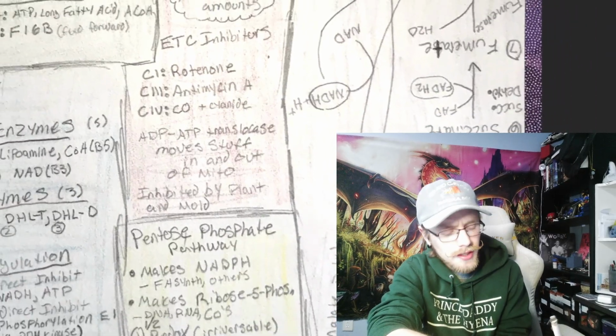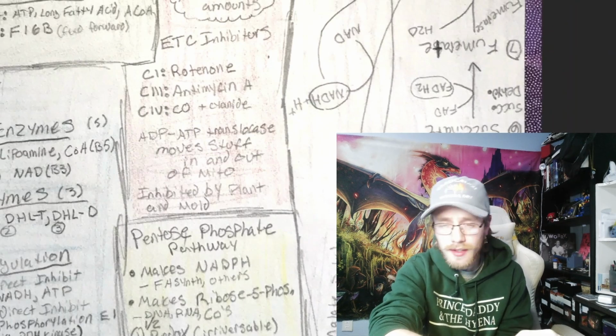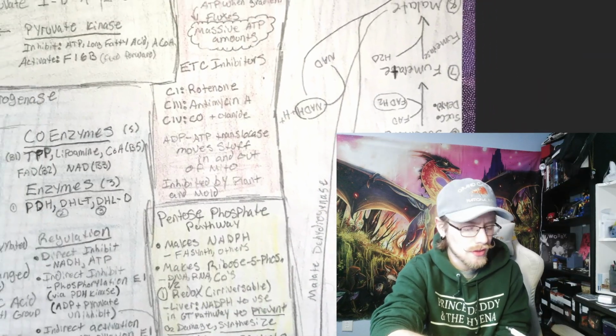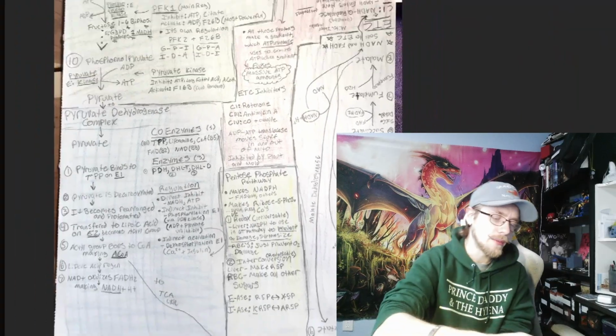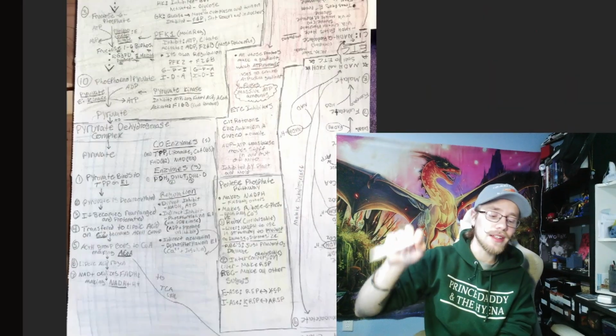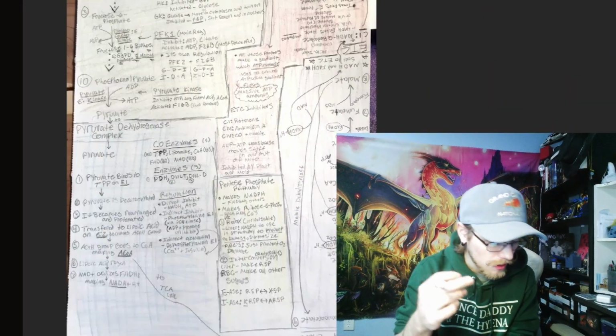There's also ADP to ATP translocase, which moves stuff in and out of the mitochondria, and that can be inhibited by plants and like mold and stuff. So that's why we don't want to breathe that stuff in. But yeah, we really just followed a glucose all the way through its entire metabolic life through the electron transport chain, watching all of the ATPs it generated.